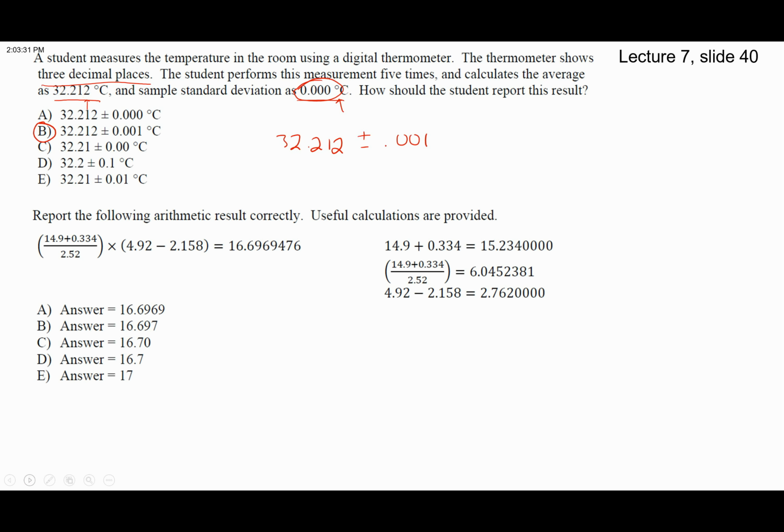Report the following arithmetic result correctly. Use calculations are provided. Okay, well, let's see.